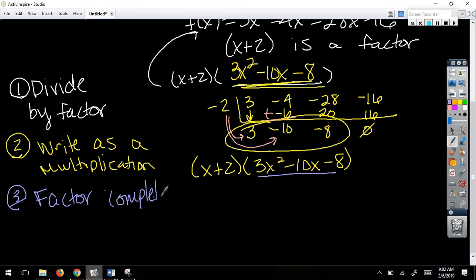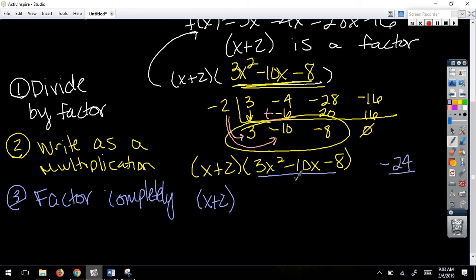The x plus 2 is just going to stay. It's a factor and it's there. When I factor 3x squared minus 10x minus 8, multiply the ends. What multiplies to -24 but adds to -10?